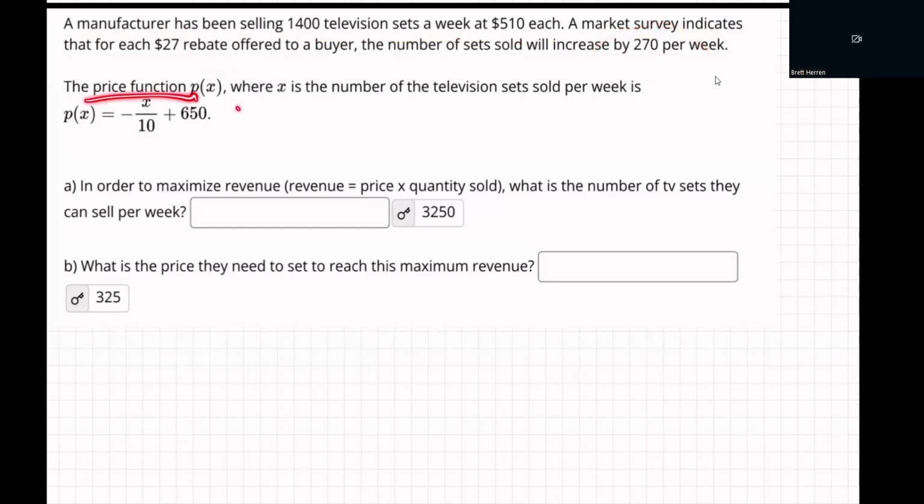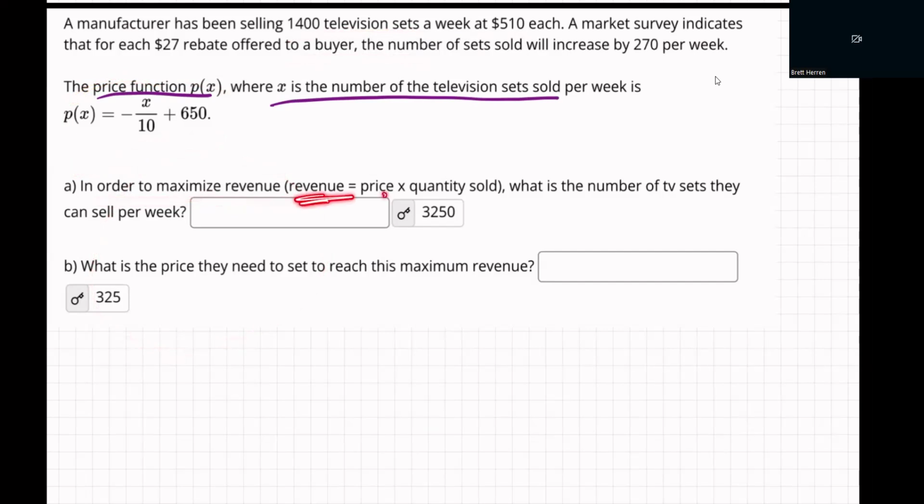The price function, P of X, where X is the number of television sets sold per week, is given. On an earlier problem, we found it using this relationship up here. So here they're just giving us that initial part, and they're asking us to finish the problem. Now that we know the relationship between price and number of sets sold, X is the number of sets sold per week, and price is P. We found that in the earlier problem.